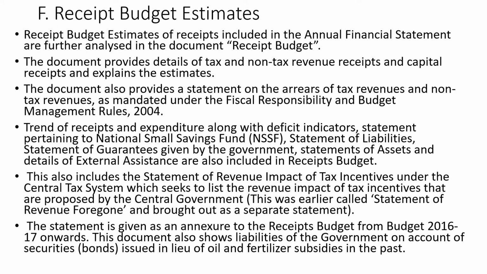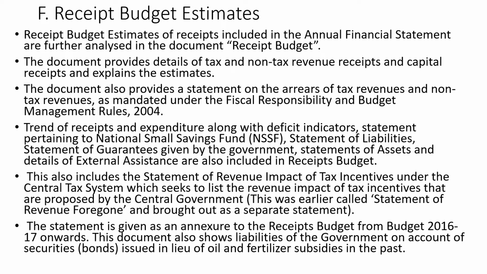Next, we have to look into the receipts budget estimates. This is where we look into the receipt side, the flow of income from the public to the government. Basically, it falls into tax receipts, non-tax receipts and capital receipts. And here the document provides a statement on the arrears of the tax revenues and non-tax revenues.